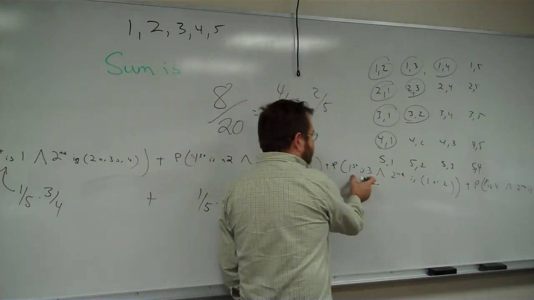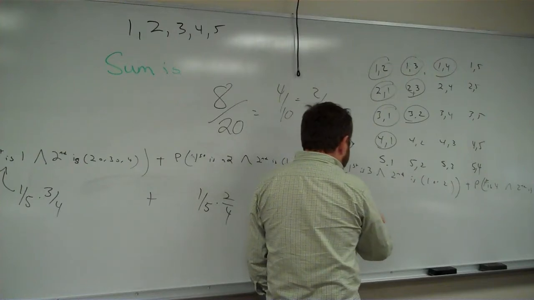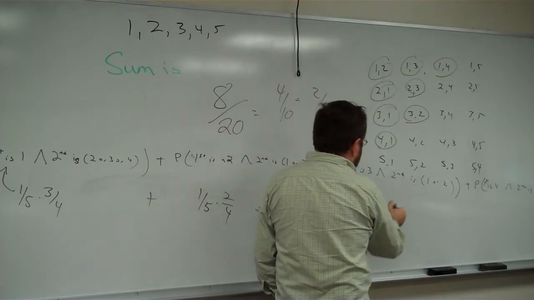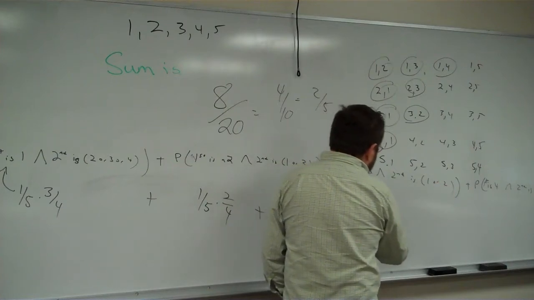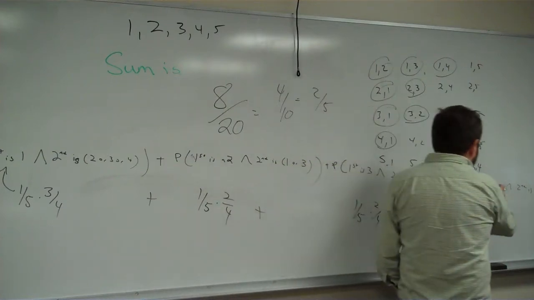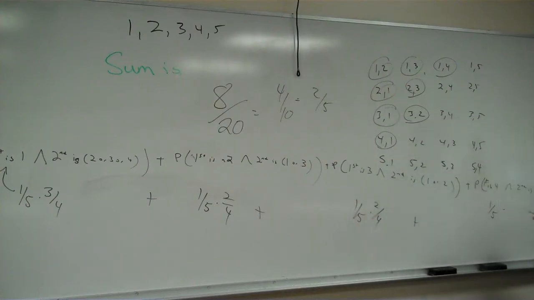Plus the probability that the first is a 3, which is 1/5, and the second is a 2 or a 1. Well, there's 4 cards left, we need either the 2 or the 1, so that's 2/4. Plus the probability the first is a 4, which is, well, there's 5 cards, we only want one of them. And the second is a 1, well, there's 4 cards left, and we only want one of them.